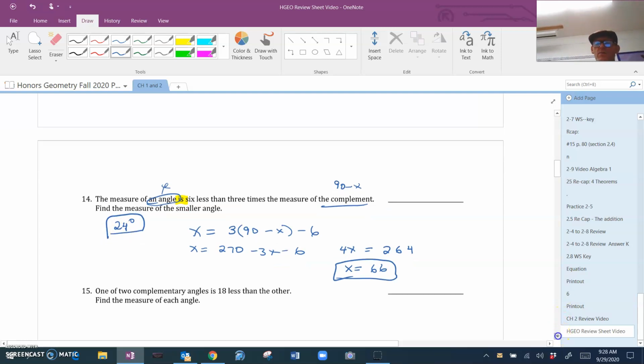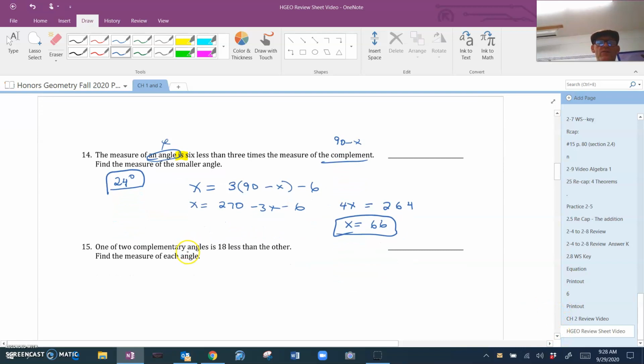The next problem, it says one of two complementary angles is 18 less than the other. So one is x, and the other is 90 minus x. So it's equal to 90 minus x minus 18. So 2x, after I bring the x over, equals 72. X equals 36. So one of the angles is 36, and the other angle is 54.